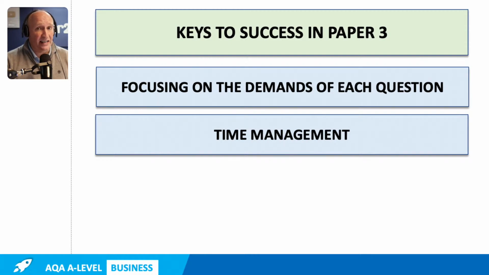For example, not even getting to question 6, which is a nightmare. I mean, it shouldn't happen. But it does happen if you allow yourself to drift from the question and write too much, particularly for the 12 markers and the 16 markers. So absolutely critical that you are really strict with your time.